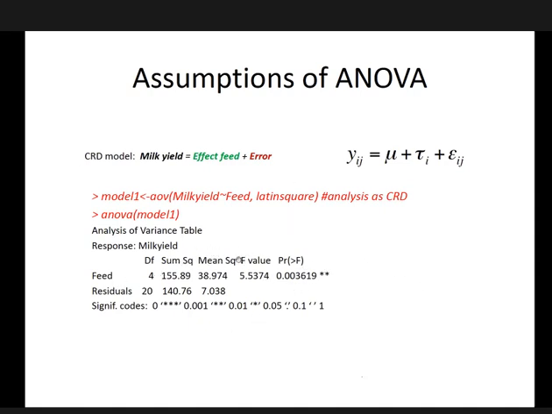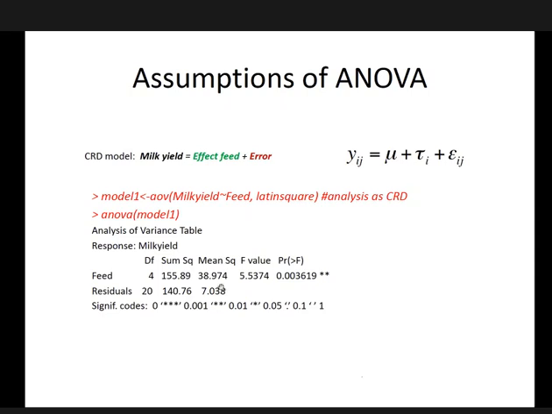Okay. So what we want is that this is supposed to tell us how much variation is due to the feed and how much variation is due to the residual. So from here you can see that 155.89 is due to feed and 140 is due to the residual.